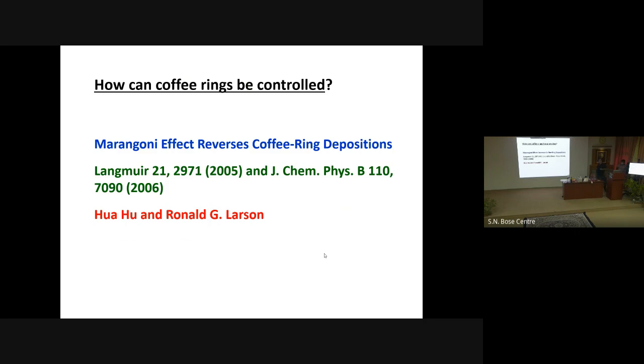How can we control it? That's where this wine business comes in. Marangoni effect reverses coffee ring positions. This is from Langmuir. This group of Huahu at Michigan has been working on this quite a lot. But after I was discussing with a colleague who had done a PhD, he said, "Oh, I've done PhD."